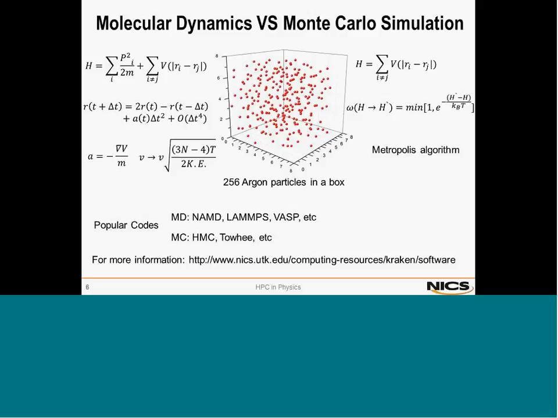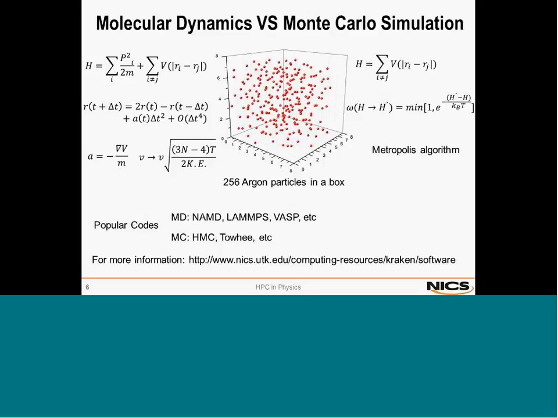Let me give you an example to understand. Let's say we want to study argon particles in a box, and we want to use the molecular dynamics method first. Okay, we write the Hamiltonian, basically the energy function, which is the kinetic energy part and the potential energy, and then we solve using Newton's equation of motion. The position of each particle at time t plus delta t is related to its position at time t and t minus delta t, and the acceleration.